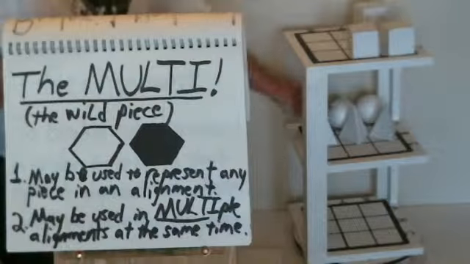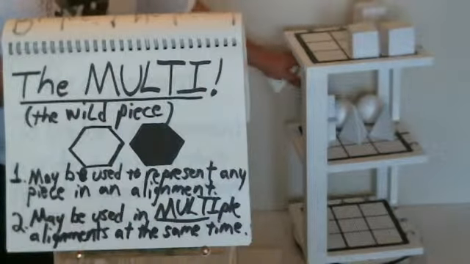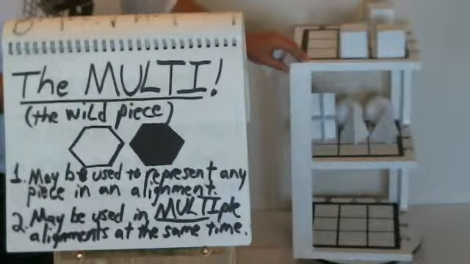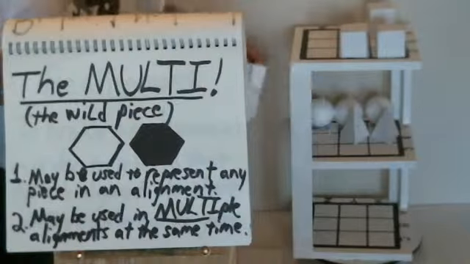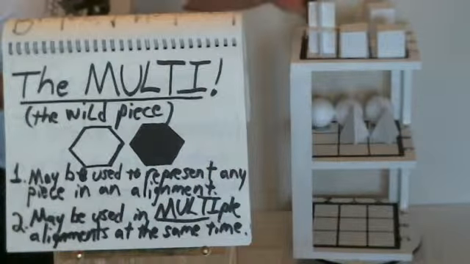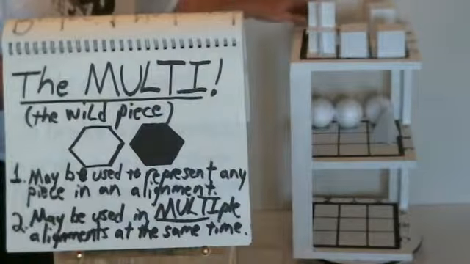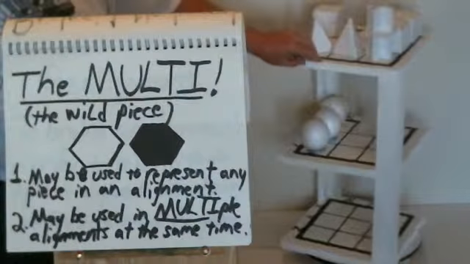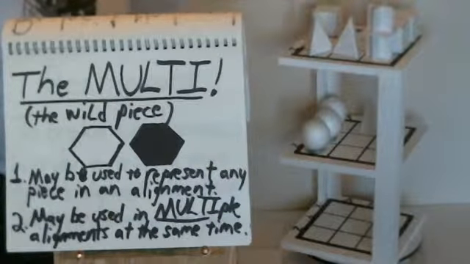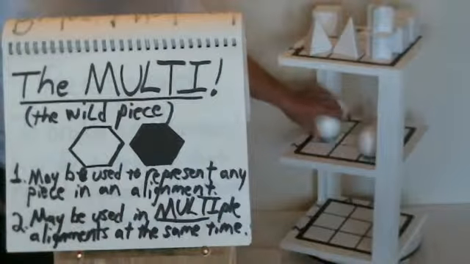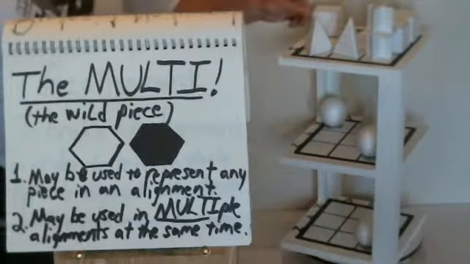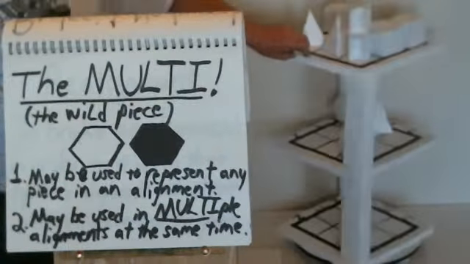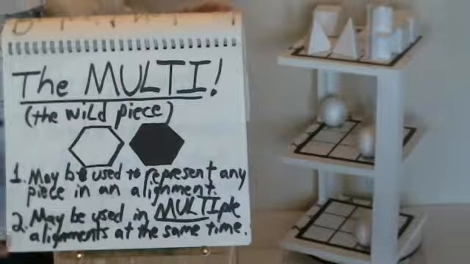It could also make that count as an alignment. So it is basically the wild piece that counts in any three alignments. Now, the second thing is that the multi can be used in multiple alignments at the same time. So if you got it into this configuration, the wild piece would then count as both a flat and a point, and you would have two alignments at the same time. If you were really smart and really tricky, you could even use it in three alignments. So that's how you use the wild piece. It can represent any piece in alignment, and it can also be used in multiple alignments at the same time.